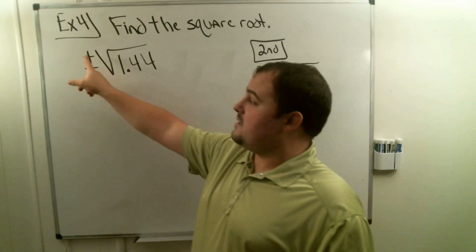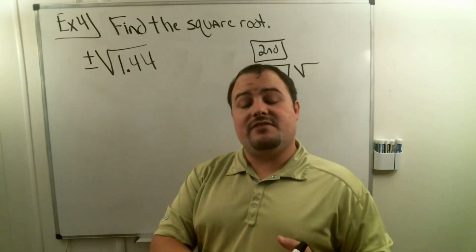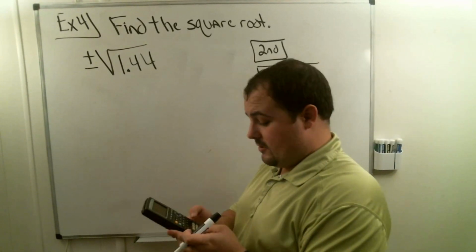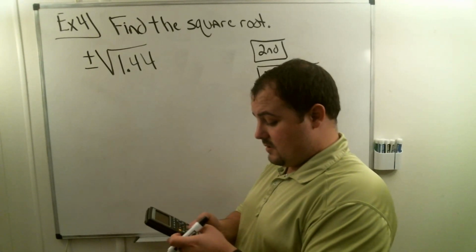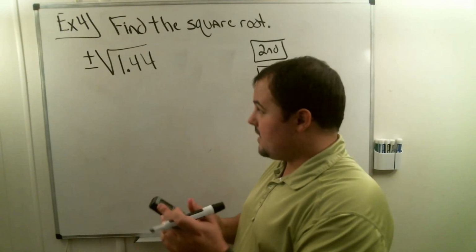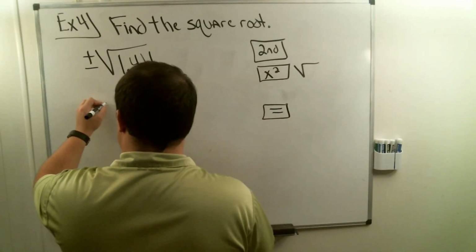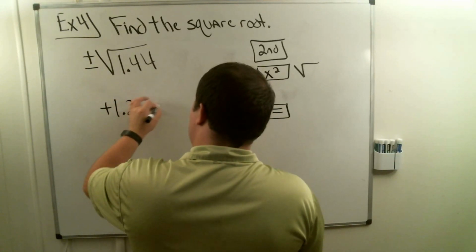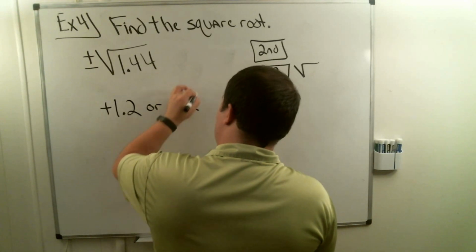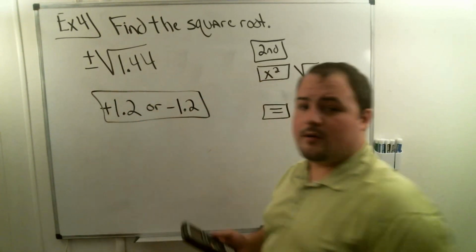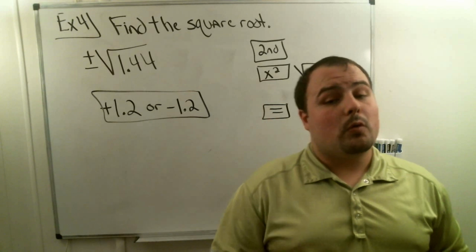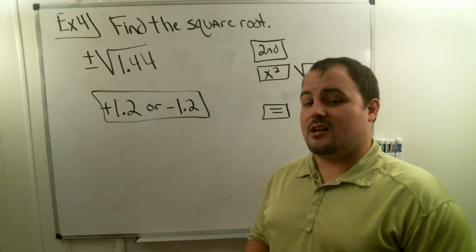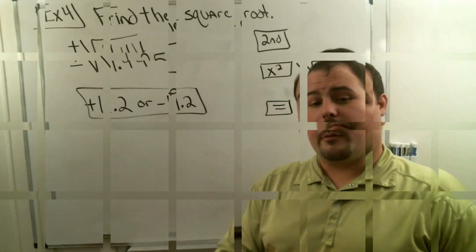Since this problem says plus and minus, they want the positive answer as well as the negative answer. So again, I'm going to type this in my calculator. The square root of 1.44, I get 1.2. There's that 12 that I was talking about. So I know my answer is a positive 1.2 or a negative 1.2. Both of these answers would be correct on this problem. I know that 1.2 times 1.2 is 1.44, and negative 1.2 times negative 1.2 is, again, a positive 1.44.